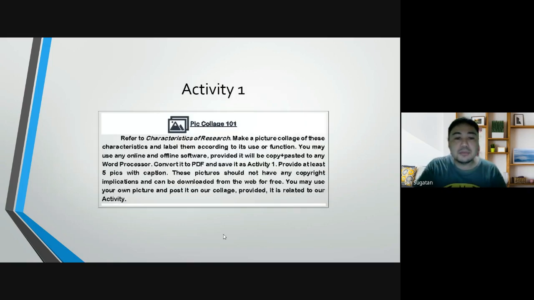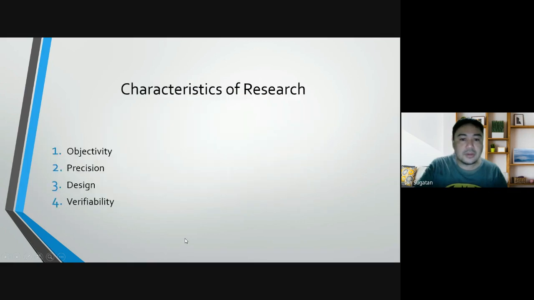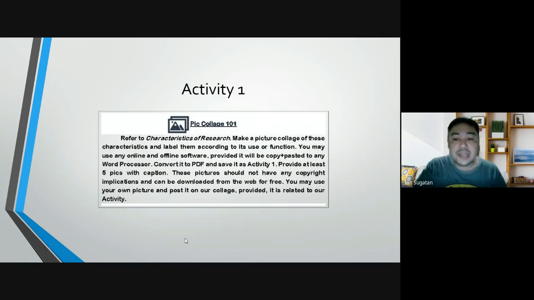Now, for your activity number one, what you're going to do is Pic Collage 101. You're going to refer to the characteristics of research. There are four characteristics that you saw earlier, the four circles. So make a picture collage of these characteristics. Out of the four, label them according to their use or function. You may use any online or offline software, provided it can be copy-pasted to a word processor. So you are going to use Microsoft Word, I assume.